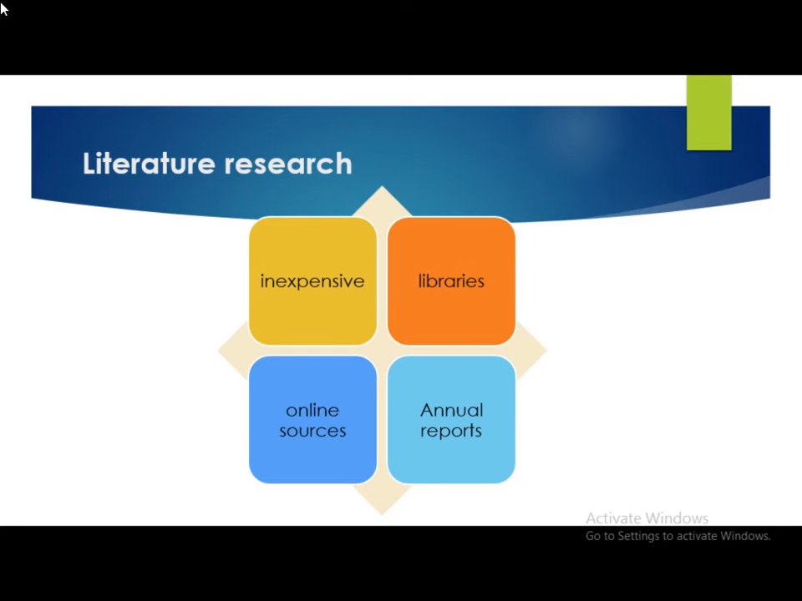The next is literature research. Literature research is one of the most inexpensive methods used for discovering a hypothesis.